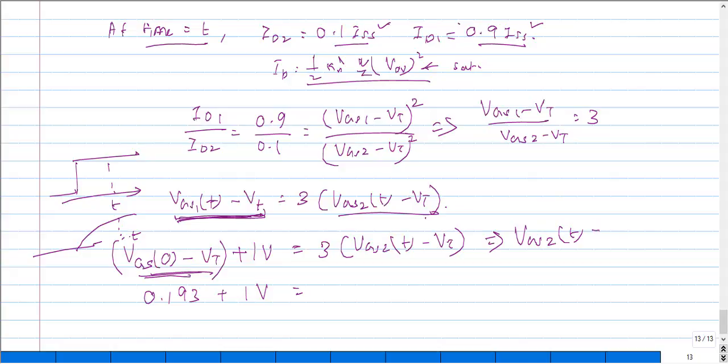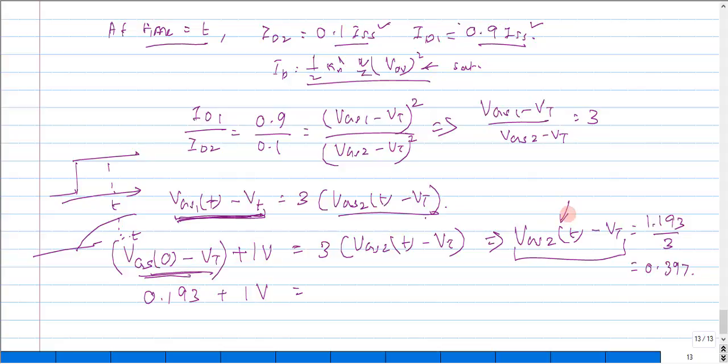And the end result of this, after doing all this math, is that we would end up with VGS2 of t, that is at time t, the value to which it has been raised, given by 1.193 divided by 3. We will end up with a value which is equal to 0.397.